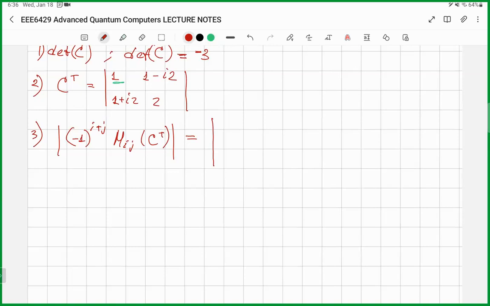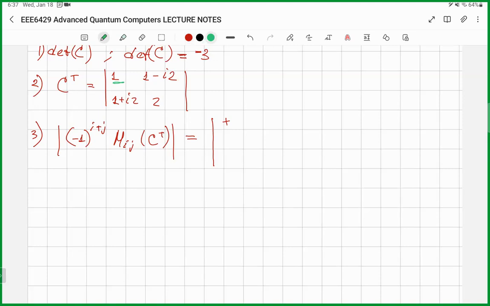For this element C11, i is equal to 1, j is equal to 1. 1 plus 1 gives me 2, an even number. Minus 1 to the power of 2 equals 1. So I have this plus here, and then I need to write the minor for this element 1, 1.